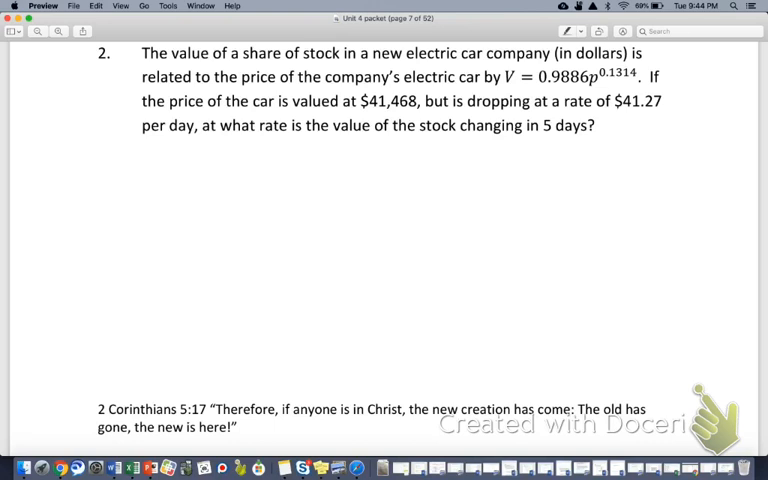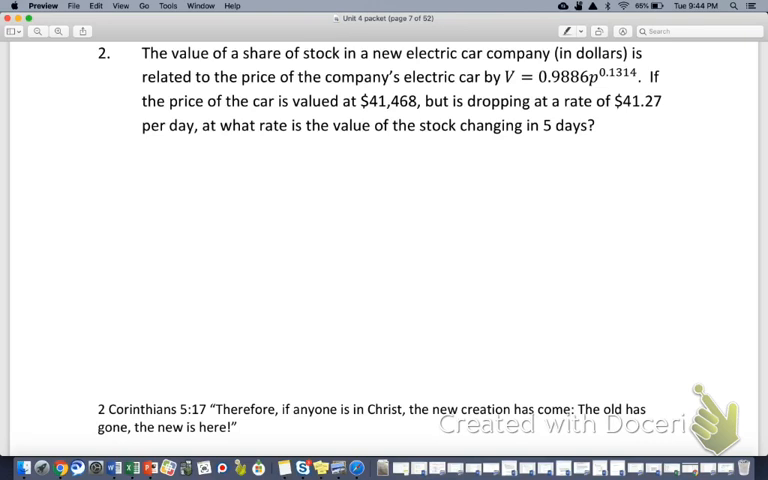Okay, so this says the value of a share of stock in a new electric car company, the value being measured in dollars, is related to the price of the company's electric car by this V equals 0.9886p to the 0.1314. If the price of the car is valued at $41,468, but is dropping at a rate of $41.27 per day, at what rate is the value of the stock changing in 5 days?